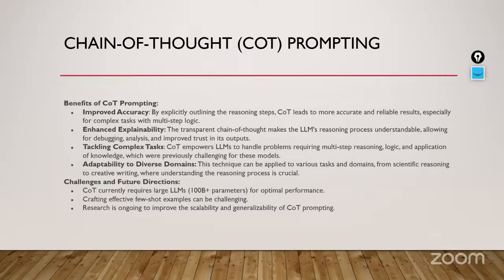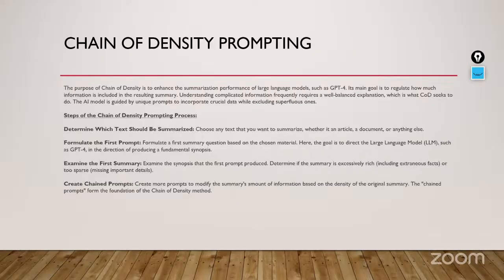First we understood what chain of thought is. Chain of thought means the model has already been trained with hundreds of billions of parameters, but we have to give it the direction. It is generally useful for complex tasks, meaning mathematical operations or where certain reasoning or logic is required. Then we understood chain of density prompting, which is generally useful for summarization. If there is a very long sequence of data and we want to summarize it, we can use chain of density prompting.